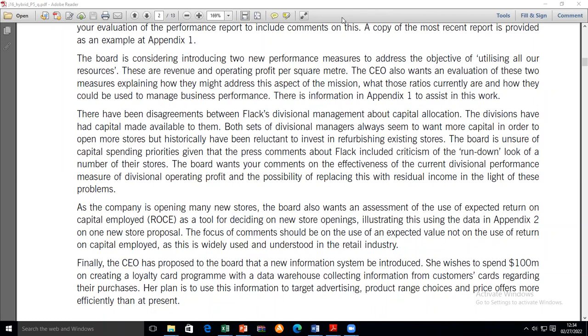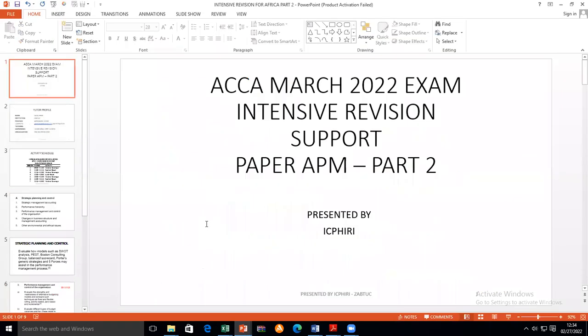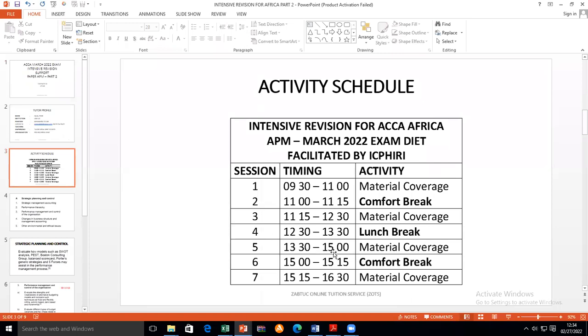Let's check what our program says. Yeah, it's 12:30 now. So we take a lunch break and we're back at 13:30 for additional material coverage. After our lunch break, we move on to other aspects: business structures and the concept of budgeting. So those are the items that we'll be dealing with after lunch. So please enjoy your lunch and let's log back at 1:30 and we continue with our work. Is that okay for everybody? Yes. All right.